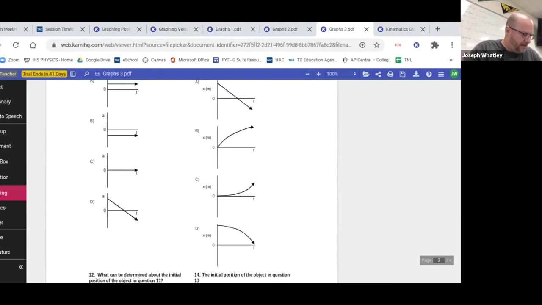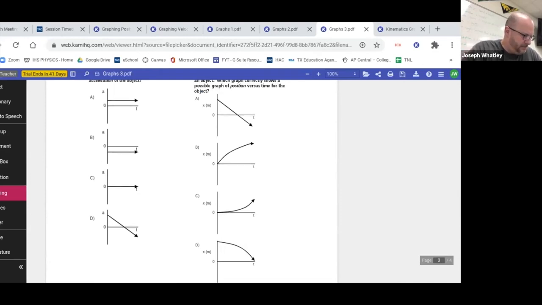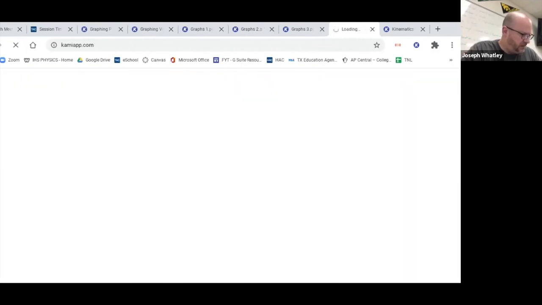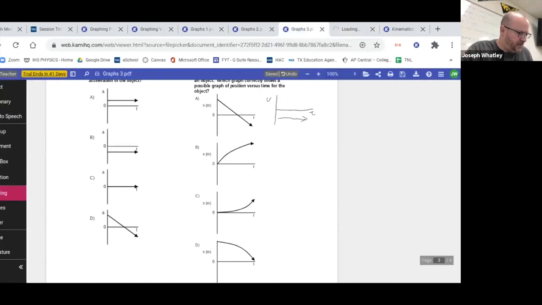Can it be A? No. Why? Because the velocity is constant. Exactly right. If I were to graph velocity versus time, what I would see is a negative velocity that's constant. That's a negative velocity, which is constant. So I know the acceleration would be 0.